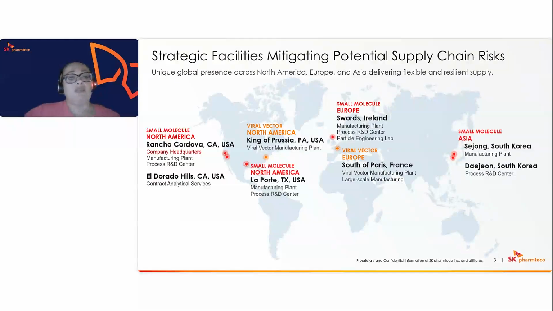SK Pharmteco is a CDMO that has a global network of strategic facilities across North America, Europe, and Asia, designed to help support flexible and resilient supply. Our viral vector manufacturing sites are located in King of Prussia, Pennsylvania, where I'm at, and south of Paris, France. While our broader network also includes small molecule manufacturing, process R&D, analytical services, and particle engineering capabilities. This global presence helps us support clients across development and manufacturing needs, while also reducing supply chain risk and providing regional flexibility as programs advance.